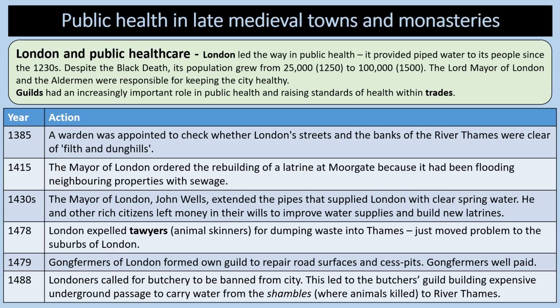In 1478, London expelled toyers, which were animal skinners, for dumping waste into the Thames, but that actually had the effect of just moving the problem to the suburbs of London. In 1479, gong farmers in London formed their own guild to repair road surfaces and cesspits. Gong farmers tend to be well paid. And in 1488, Londoners called for butchery to be banned from the city. It led to the Butchers Guild building expensive underground passage to carry water from the Shambles, which is the place where animals were killed, to the River Thames.